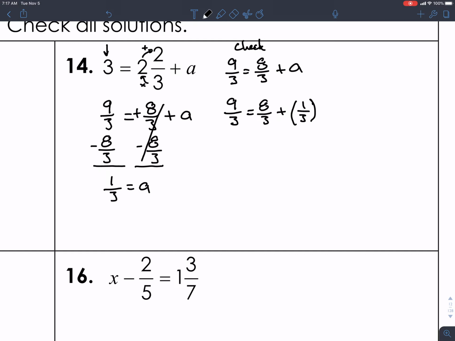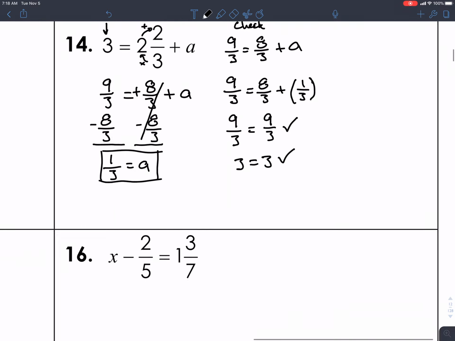That's what we got over here on the left. Well, and again, notice that 9/3 on the left has not changed. It should not change. The sign should not just suddenly change when you're checking stuff. Don't change the sign just to make things match. Again, that's not how math works. 8/3 plus 1/3, guess what? That's 9/3. So it doesn't matter. Both of these match. Okay, so I know 1/3 is my answer over here.